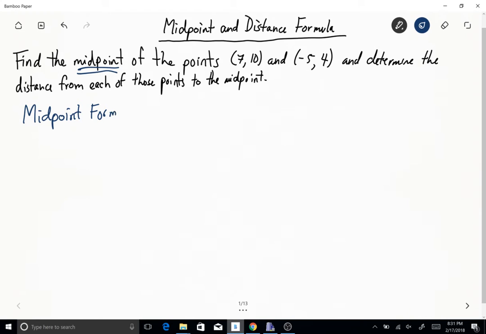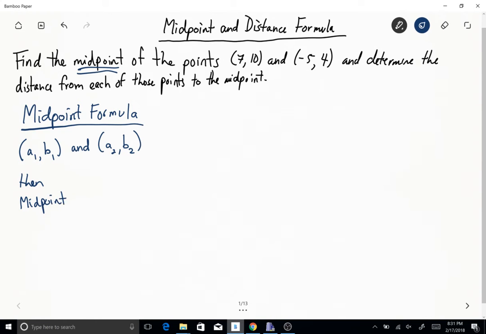The midpoint formula, you might want to write this down in your notes. If you have 2 points, let's say (A1, B1) and (A2, B2), then the midpoint should equal, well, you take the average of the first two x coordinates, so you add them up and divide by 2, and then you do the same thing for the second 2 coordinates, so you add those up and divide by 2. And so that should hopefully be the halfway point.